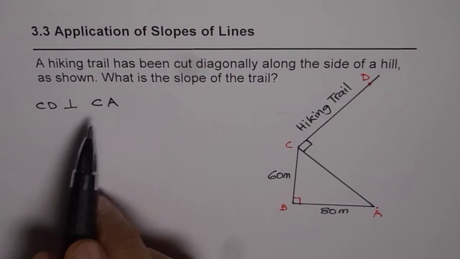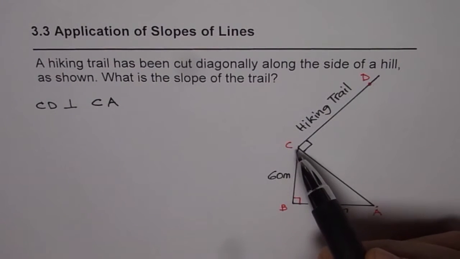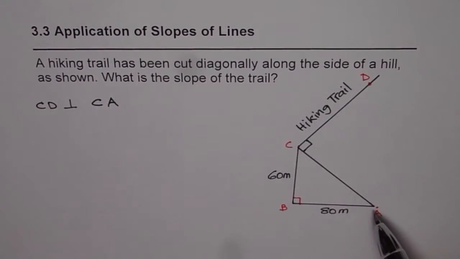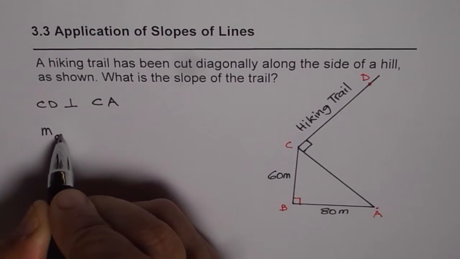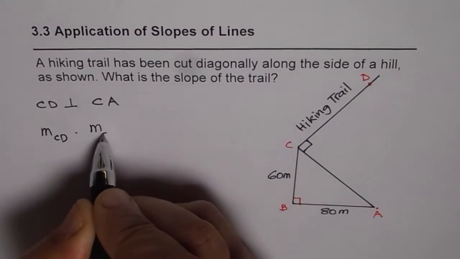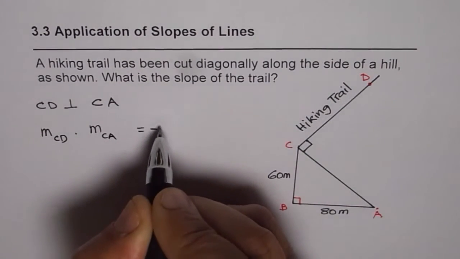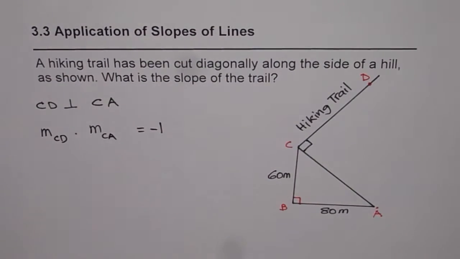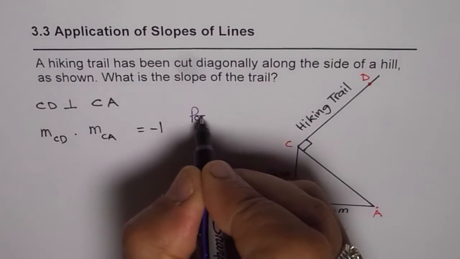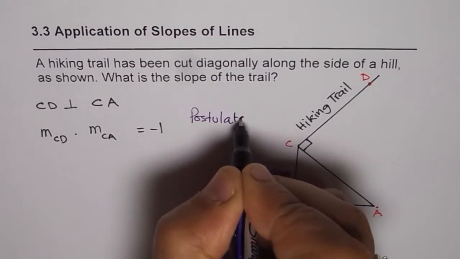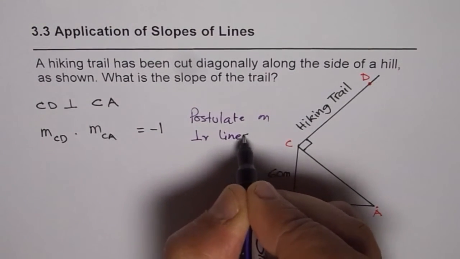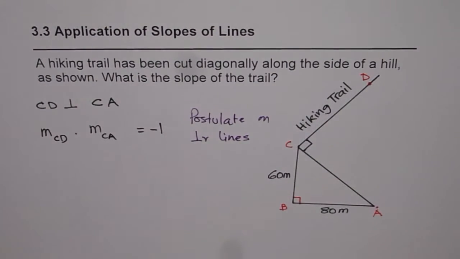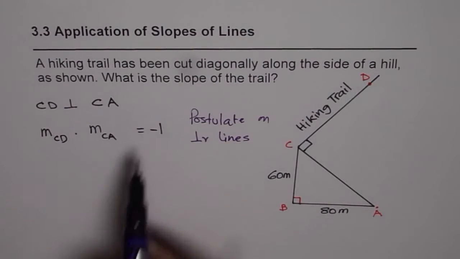So that means that the slope of CD times the slope of CA should be minus 1. That is the postulate for perpendicular lines, right? So this is from our postulate on perpendicular lines. Two lines are perpendicular if and only if the product of their slopes is minus 1.